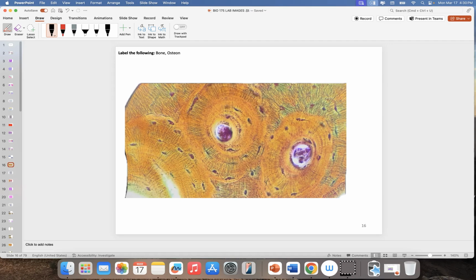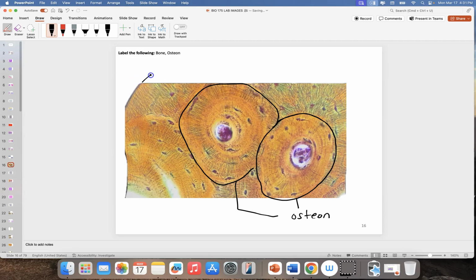Our last supporting connective tissue is bone. Bone, I think, is very distinctive, and its distinct features are going to help us identify it when we're looking at it underneath the microscope. What we want to find is this structure that I'm circling here, and this structure is known as the osteon. And there's another one right here as well. But all of this that we see here is bone tissue.